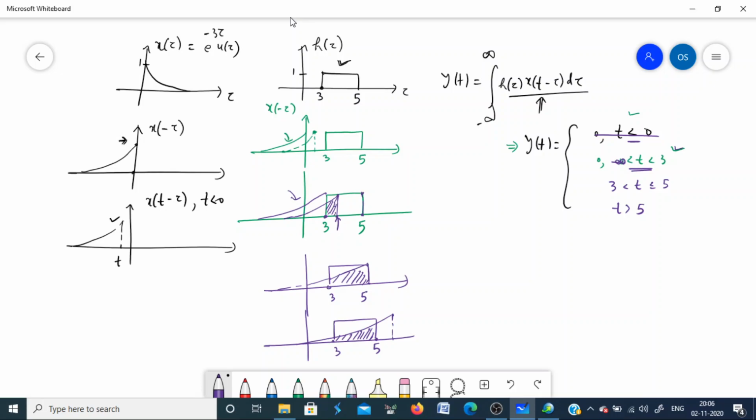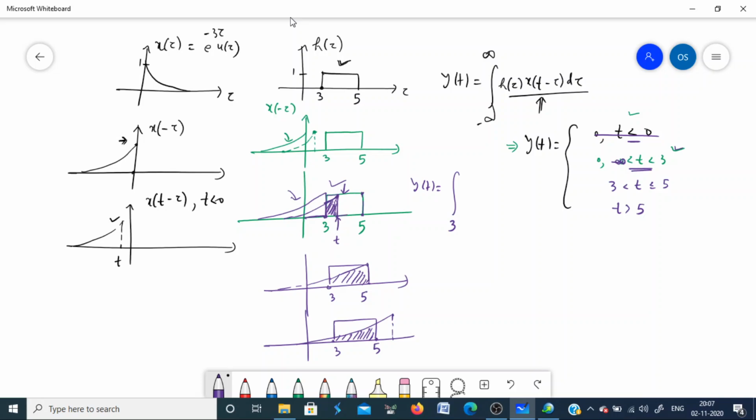So between 3 to 5, what will be the limits of integration for this function? The lower limit will be 3, because beyond this h of tau is 0 for t less than 3, so the product is 0. And if this is some time t, beyond this x of t minus tau is 0, so the non-zero values are only within this band, and within this band, since this function is 1, the product will be the area under this curve.